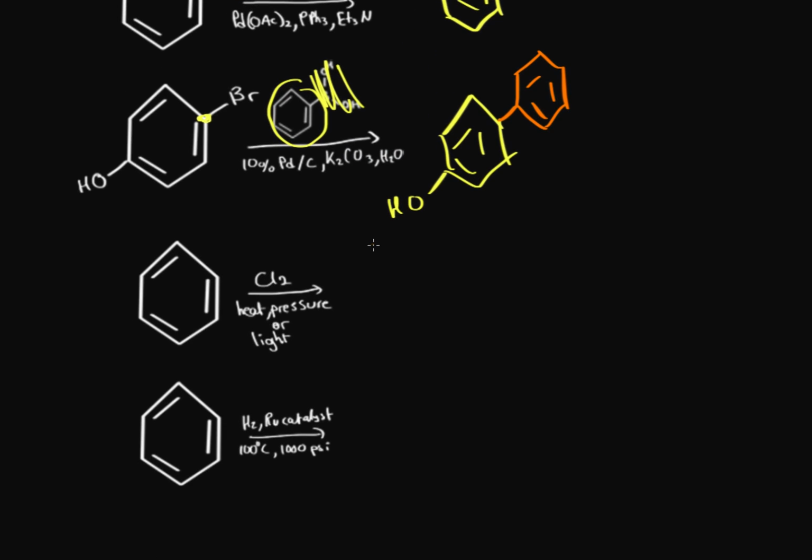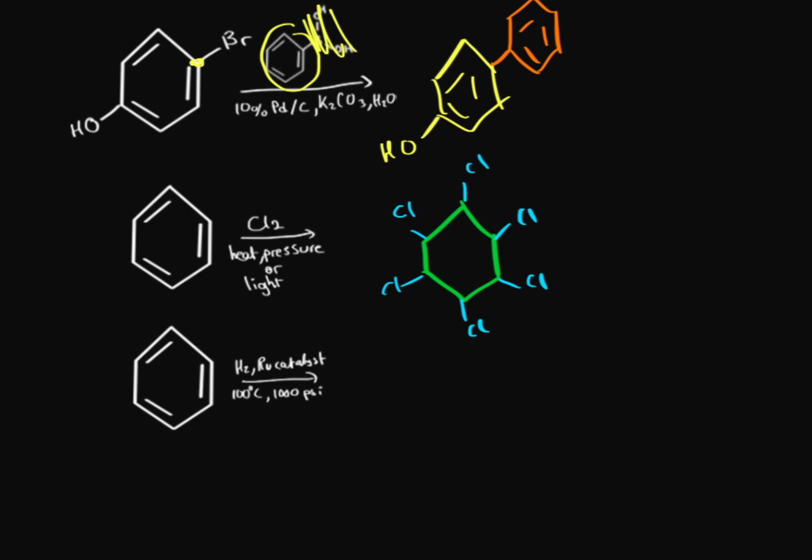Now the last two reactions are these two right here. So if you add chlorine under high heat and pressure, you'll simply just get a cyclohexane, right? And this cyclohexane, what's special about it is that you'll have chlorine on all carbons. And that's all there is to it. So you lose all of your double bonds.